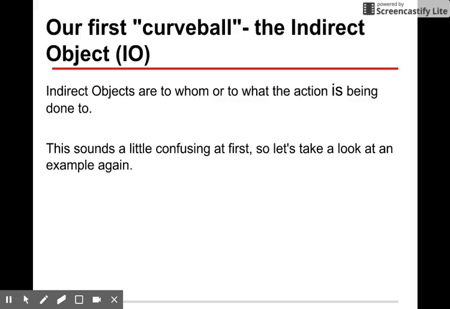So, we're going to be talking about indirect objects today. It's a little bit of a curveball, and it might sound confusing, but we're going to talk about it and keep practicing just like we did before. Remember, you want to be taking notes and getting ready to work through the examples on a piece of paper or whiteboard, somewhere so that you can do all of the steps.